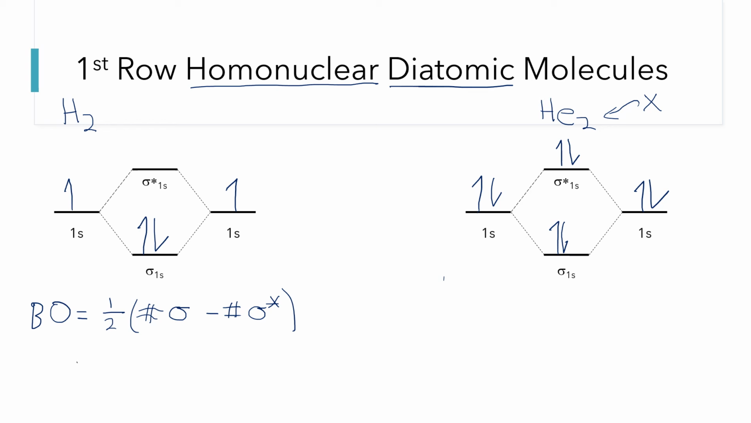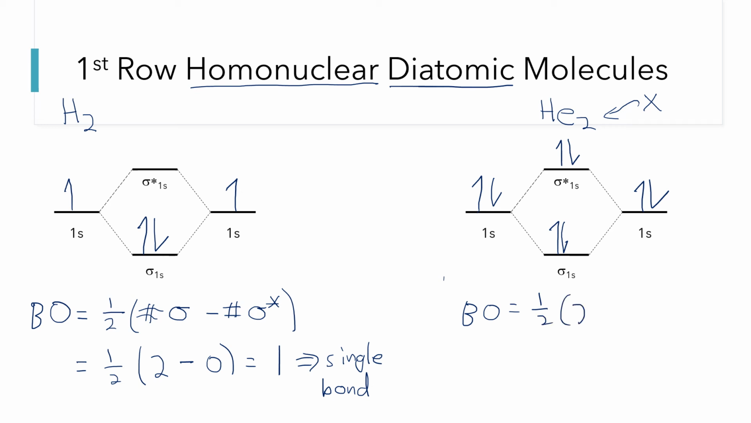So if we look at the bond order for hydrogen, it will be 1/2 times, well, the number of electrons in a sigma orbital is 2, and then we're going to subtract off the number in an anti-bonding orbital, which is 0. So we have 1/2 times 2, or 1, which corresponds to having a single bond. But for helium, if we go to calculate its bond order, well, it has 2 electrons in a bonding orbital, but it also has 2 in a sigma star, an anti-bonding orbital, and so its bond order is 0, which means no bond forms.